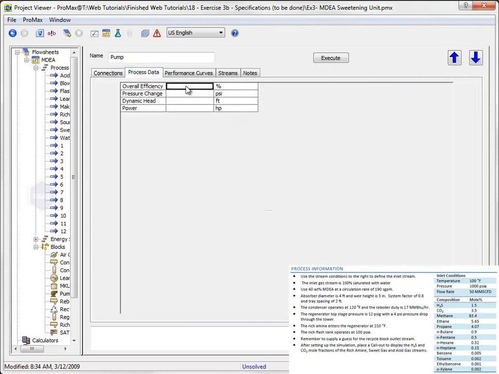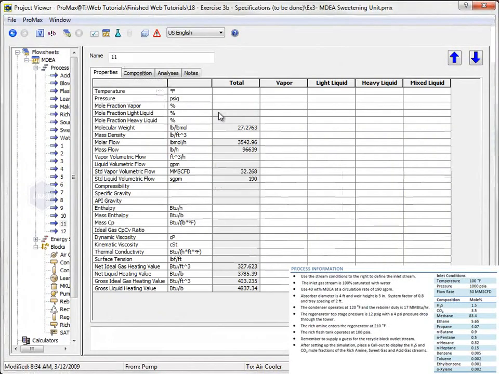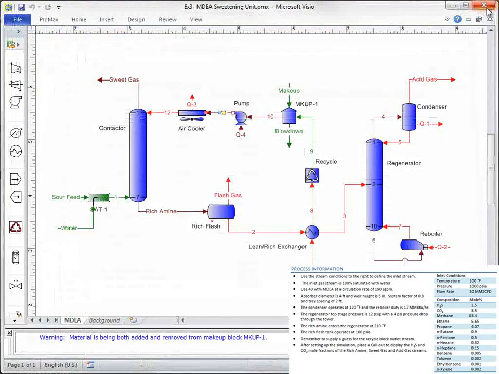Next is a pump. We should include the efficiency, probably about 65%, and an outlet pressure. This pressure should probably be the same as the inlet gas stream, plus some extra pressure to account for the upcoming pressure drop across the air cooler. I'll make this 1000 psig.